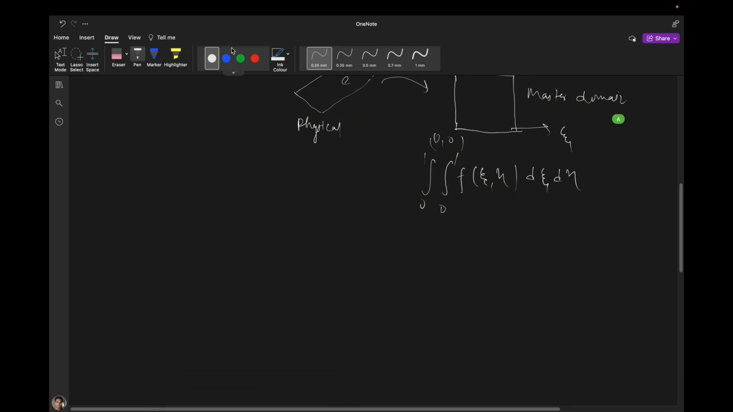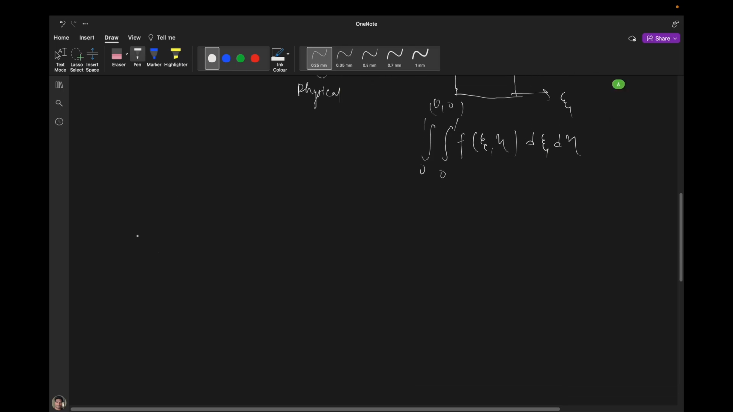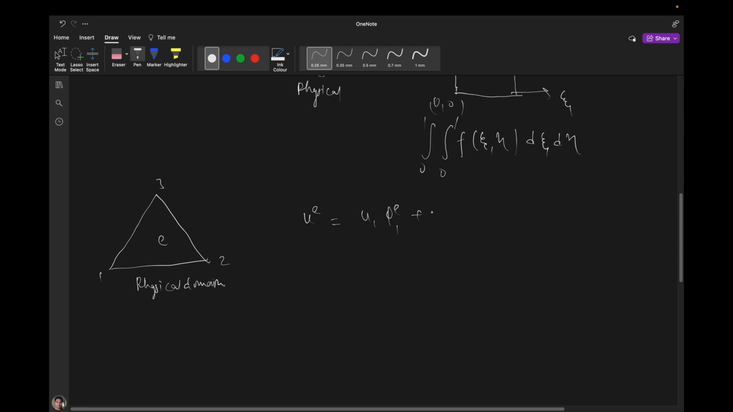So previously we saw that if we have some triangular element in the physical domain, and suppose this is node 1, node 2 and node 3, then the temperature of this element we can write as U1 phi E1 plus U2 phi E2 plus U3 phi E3.